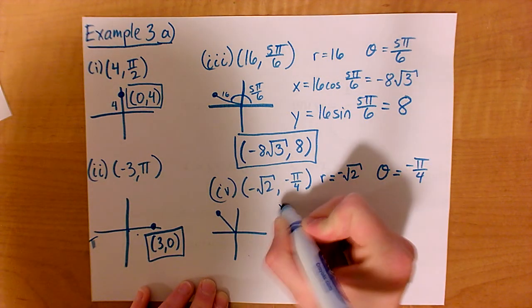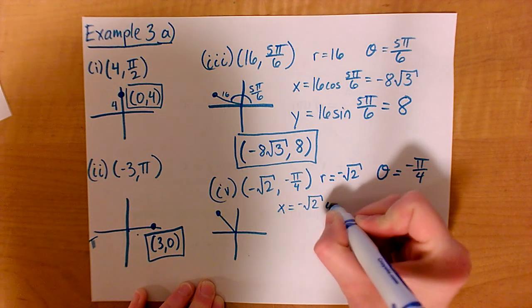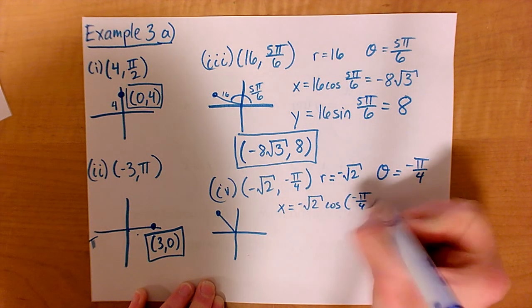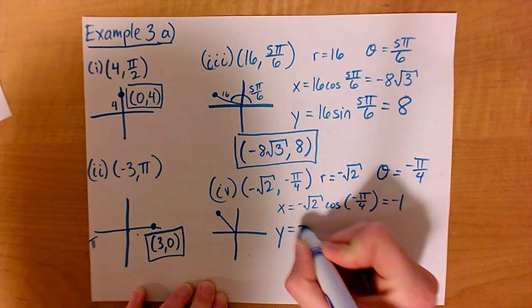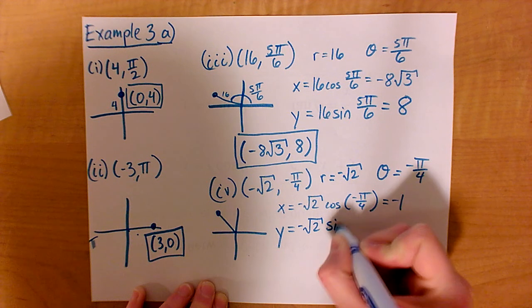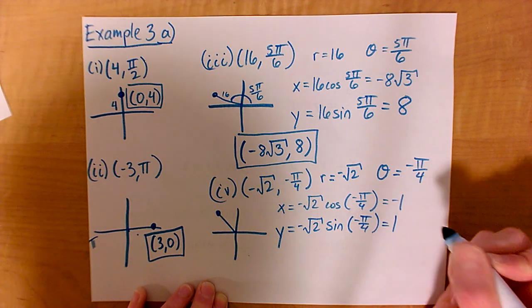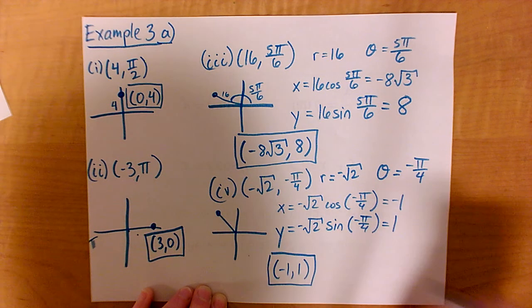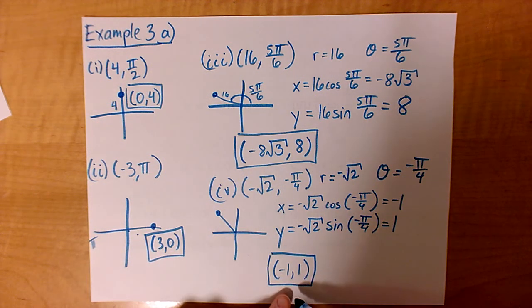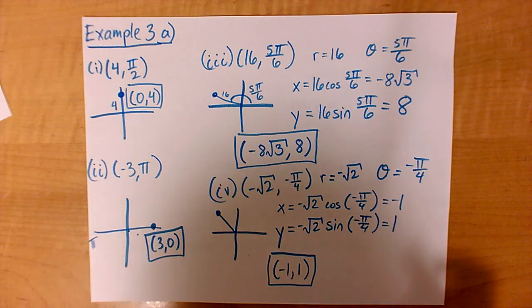So we're going to say x, well, if that's r cosine theta, that's going to be negative root 2 cosine negative pi over 4, which equals negative 1, and then y is going to be negative root 2 sine negative pi over 4, which is 1. And so your coordinates are going to be negative 1, 1. And that's it. It makes sense that it's negative 1, 1, right? Because that's where we land. Our x-coordinate is negative and our y-coordinate is positive. We're in the second quadrant. So that's it for example 3a.